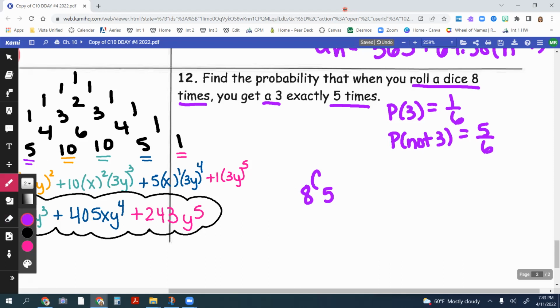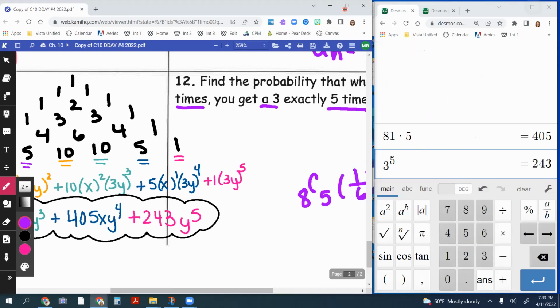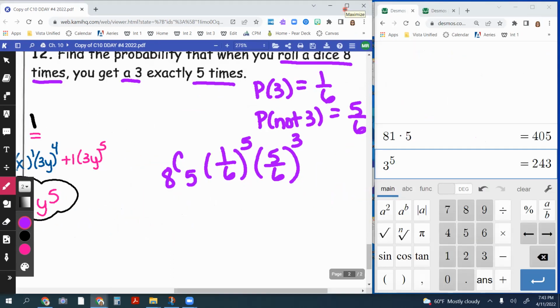So it's going to be 8 choose 5. And so I'm going to get my 1/6, which is the probability of a 3, to the 5th power, and my 5/6, which is the probability of not a 3, to the 3rd power, because those are going to have to add to the 8. Okay, because if they have 8 trials and 5 of them aren't, then 3 of them are. Okay, and then I'm going to put this into my calculator.